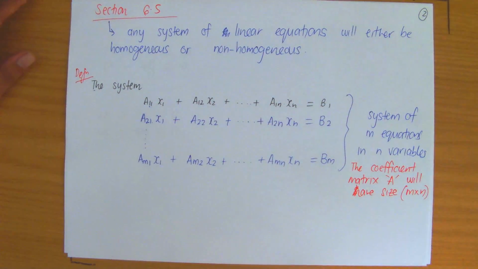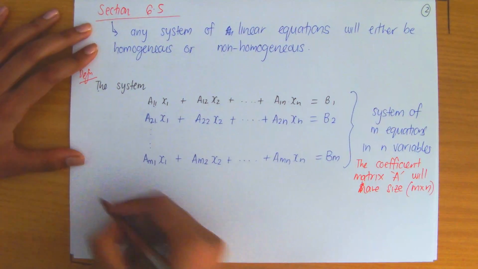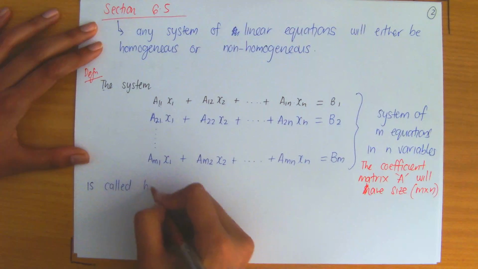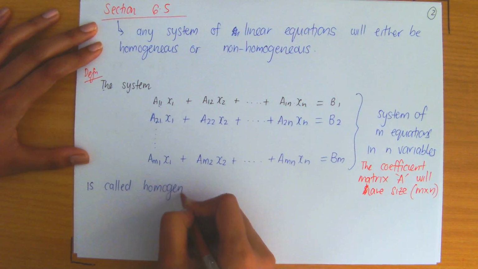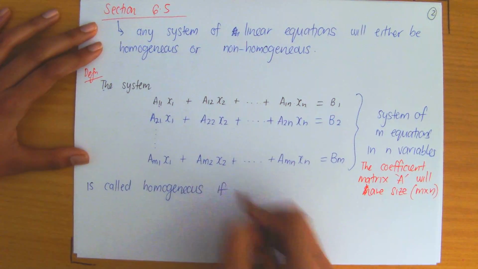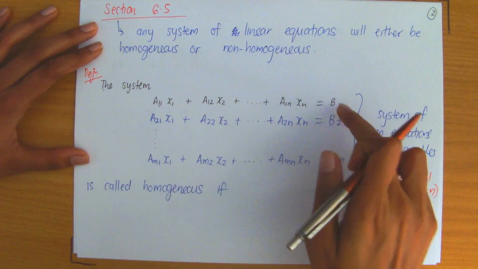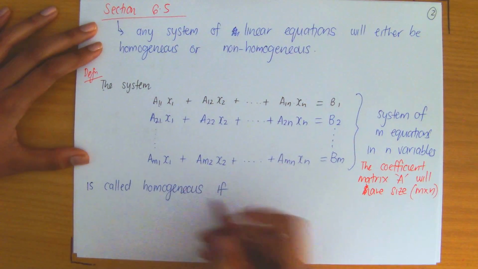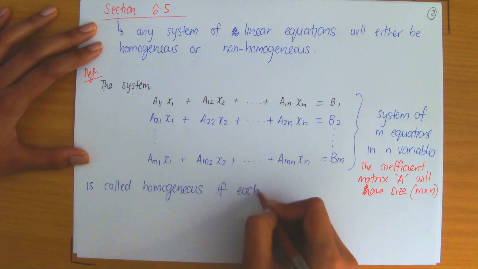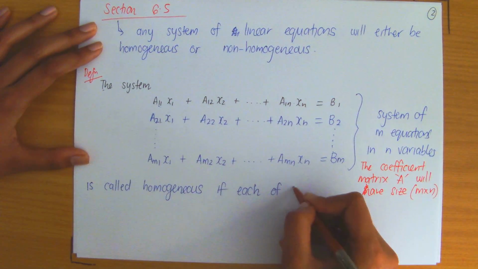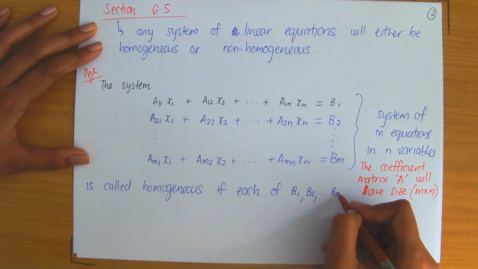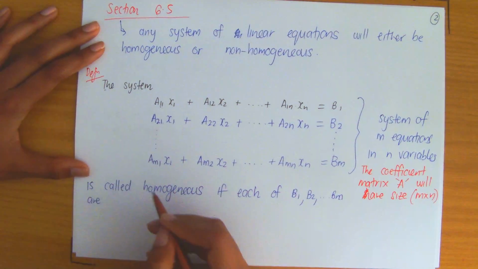So far I've given you a system, and now we need to define what homogeneous means. So the system given below is called homogeneous if each of the constants, meaning b1, b2 all the way up to bm, because there are m equations in here, are equal to 0.